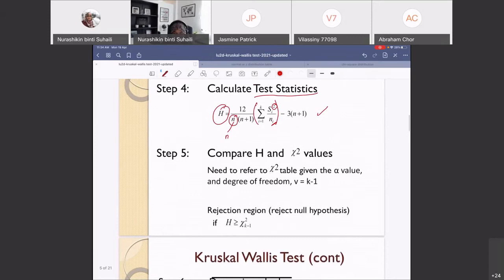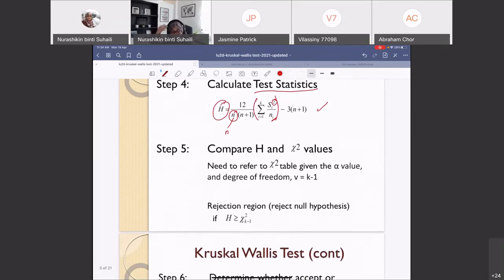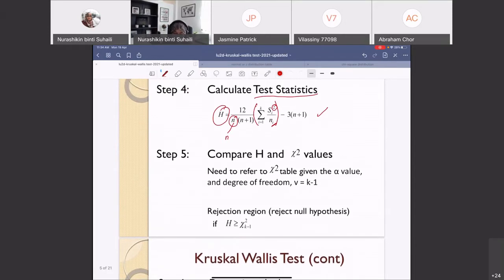Step 5, okay, let's have a look at all the steps first before we go into the example. Step 5 is to compare the H value that you got in step 4 and this chi-square value. Okay, this one looks like x squared, but it is not, it's a bit different actually. It's not really x, yeah?